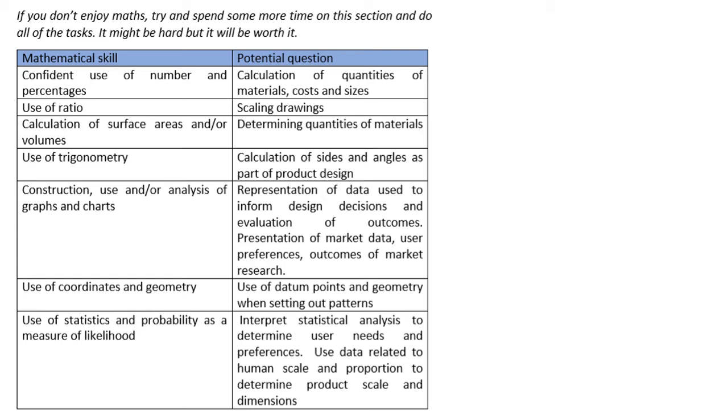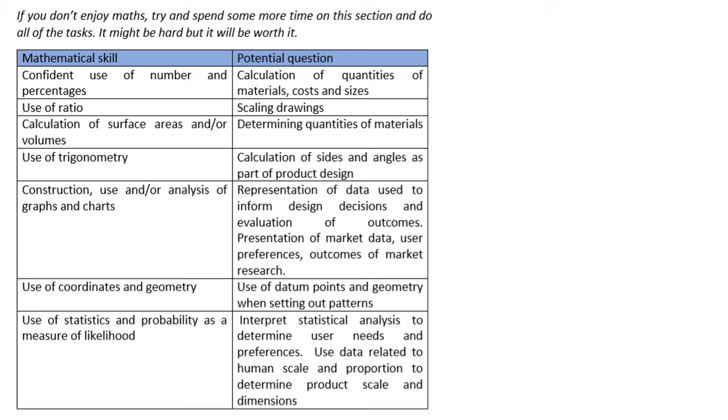So for example, you could have an image of a design sketch with all the dimensions listed, and then the exam question could be: calculate the quantity of material required to create this prototype. And then you could also have the materials and their cost underneath, and the second part of the question could be, once you've worked out the quantity, now work out the cost. Okay, so that's how the potential questions could be used as a WAGOLL.